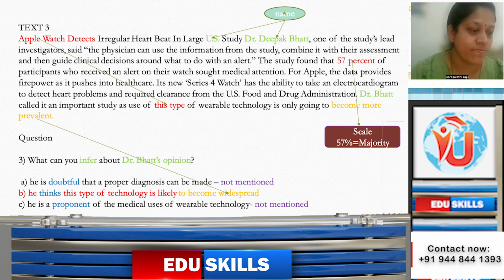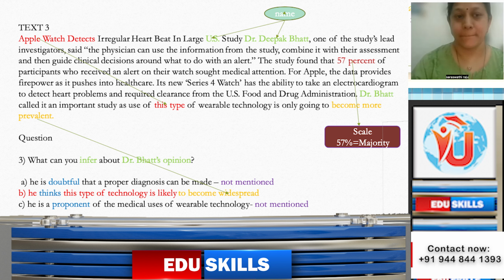So actually, in the first option, he is doubtful that a proper diagnosis can be made, but he is not at all talking about diagnosis. He is telling that the data provided by the watch gives some firepower, which is very important for healthcare personnel to understand the patient's level of heart rate. Yes, exactly.